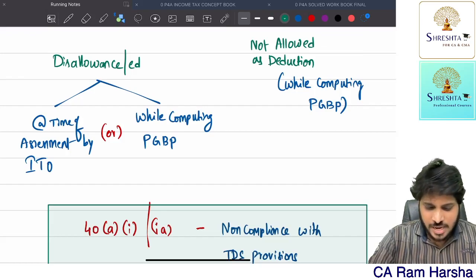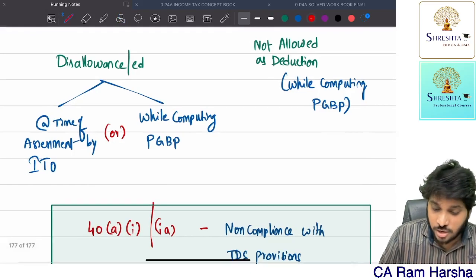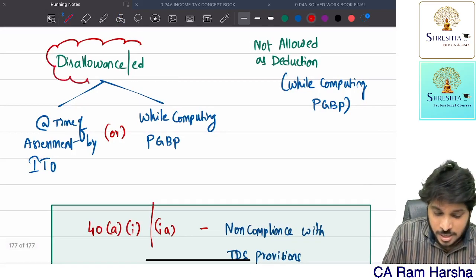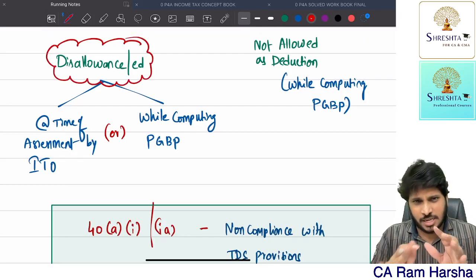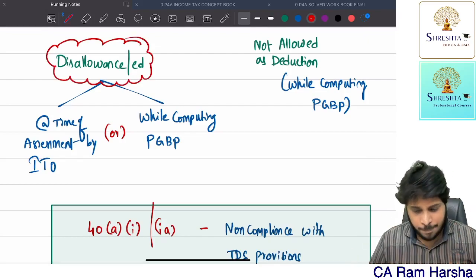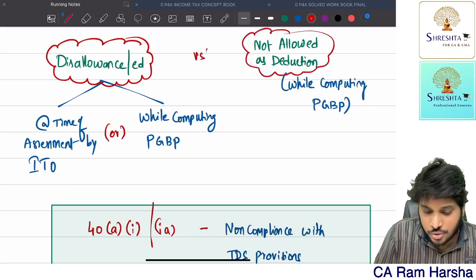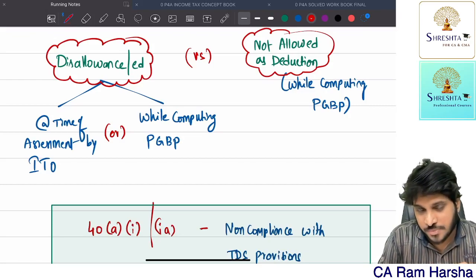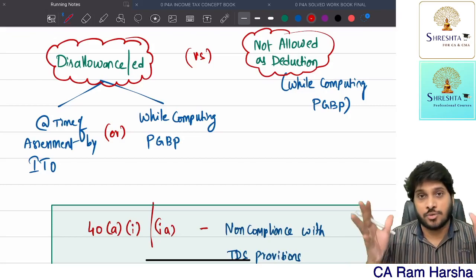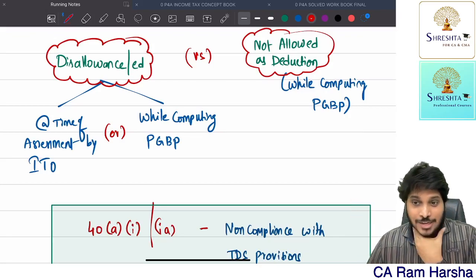Many do not understand the difference between the words disallowance and disallowed, both are same, and not allowed as deduction. You see, these two words are different. One is disallowance, disallowed. Another one is not allowed. Both are different. For example, not allowed means what?